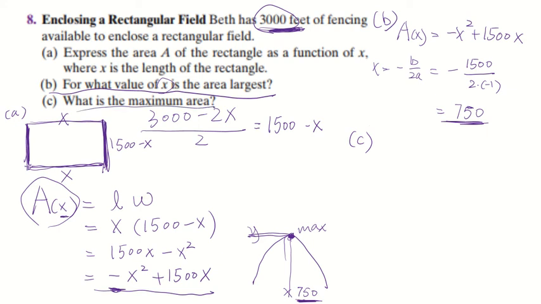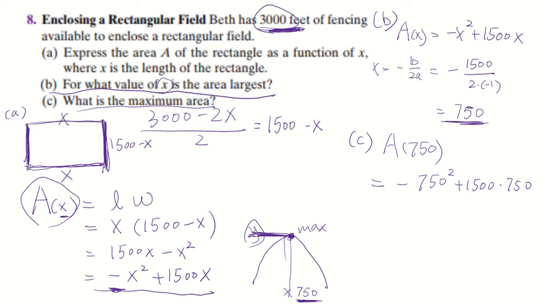What is the maximum area? So this is asking you what is the y coordinate? What is the y coordinate of the vertex? So let's keep going. The y coordinate of the vertex can be found by plugging in the x coordinate of the vertex back into the function. Okay, so negative of 750, this value squared, plus 1,500 times 750. Oh, this is a lot of calculation.